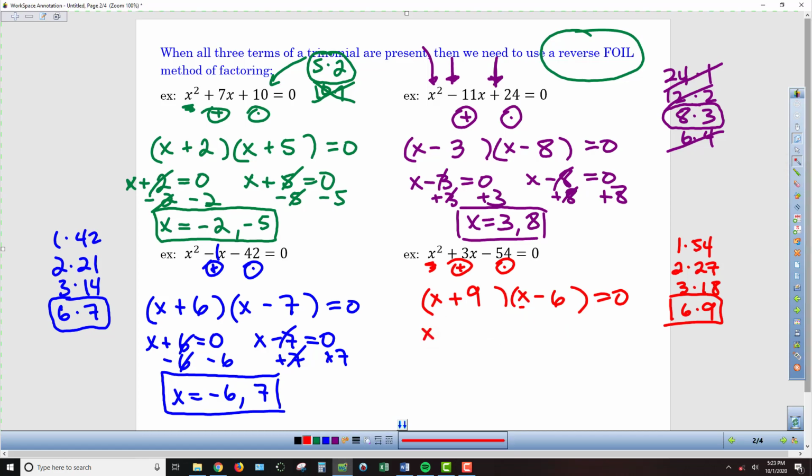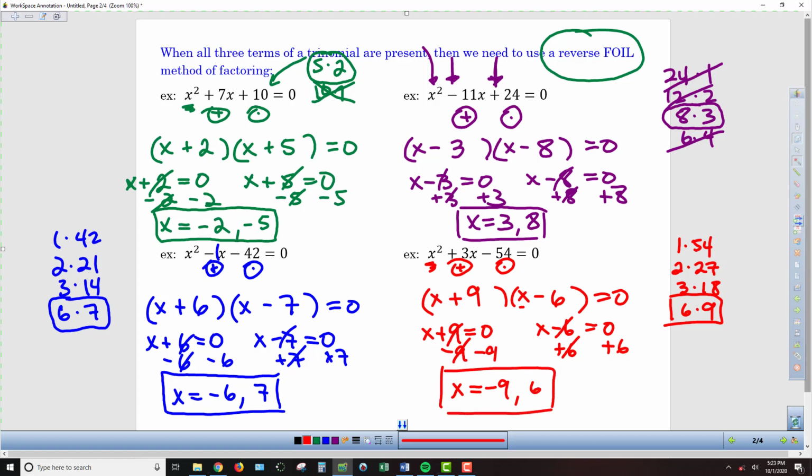Now I'm ready to take each of these sets of parentheses and set them equal to 0. And so now to wrap things up, I subtract 9 from both sides. So I get x equals negative 9. And then over here, I can add 6 to both sides. So I got x equals 6. So I've got my two answers.